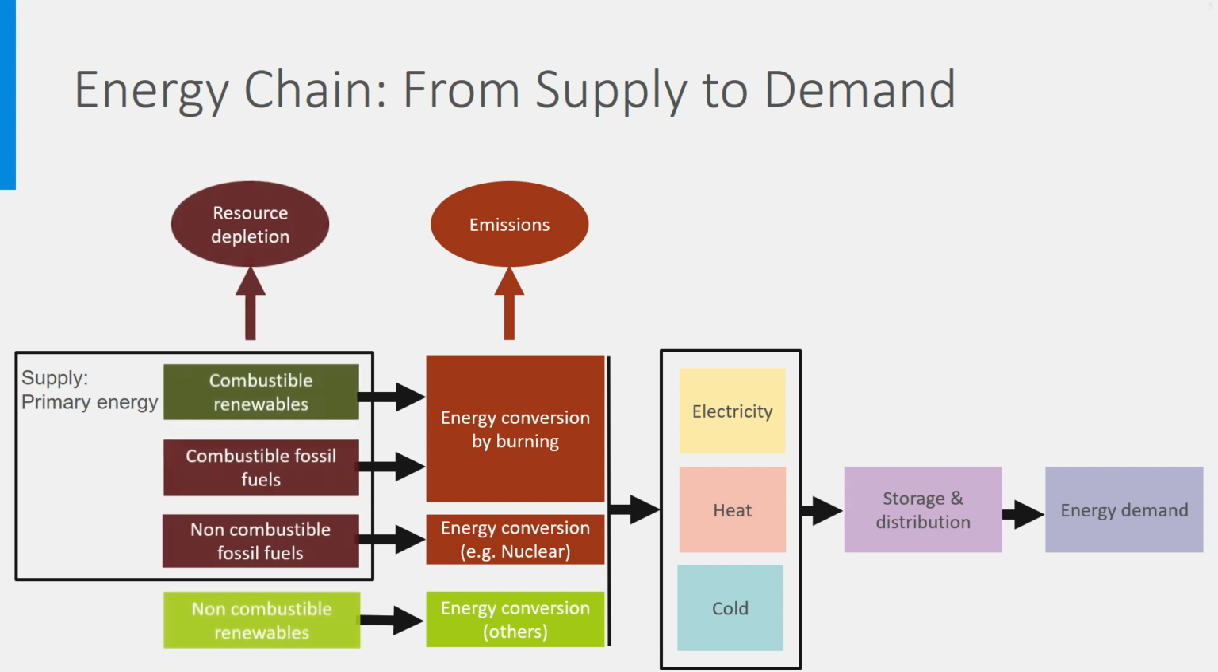The second component of the chain is the energy conversion process, by which natural resources are converted into useful energy in the form of electricity, heat or cold. During the conversion of natural resources into energy, many environmental impacts like CO2 emissions take place. This series of lectures is about these two first parts.